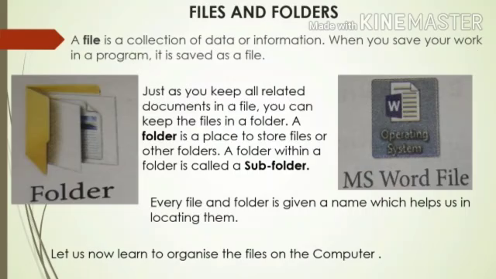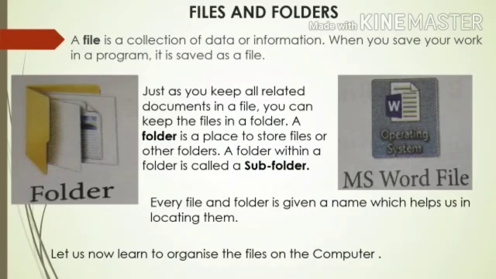First, let us learn what is a file and folder. Basically, a file is a collection of data or information. When you save your work in a program, it is saved as a file. Just as you keep all related documents in a file, you can keep the files in a folder. A folder is a place to store files or other folders. A folder within a folder is called a subfolder. Every file and folder is given a name which helps us in locating them when we need it.